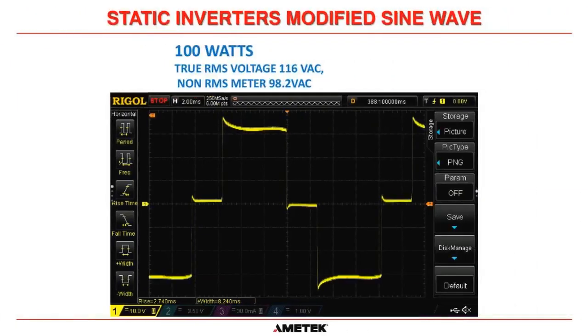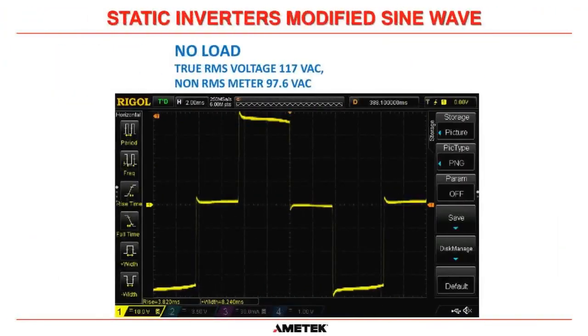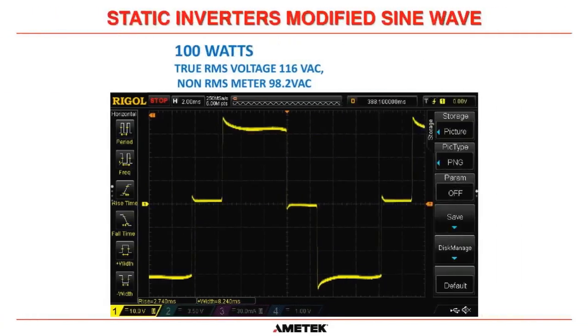So here's at 100 watts, and the pulse width widens. If you notice, I'll go back here. The pulse width here is fairly narrow at no load, and then it widens right here as we put a little bit of load on it. Now you notice the AC voltage, the true RMS voltage, is staying pretty constant right here.